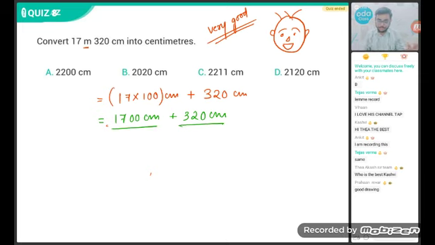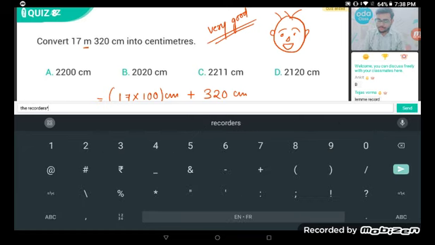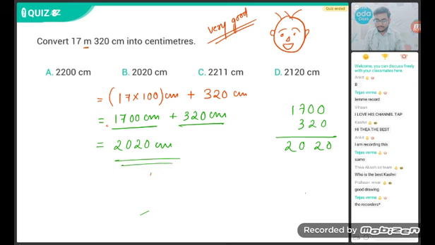So what you have to do? You have to do the addition. So 1700 plus 320, what is the answer? Everyone tell me. 2020 will be the correct answer. Clear everyone? Yes, 2020 is the answer.